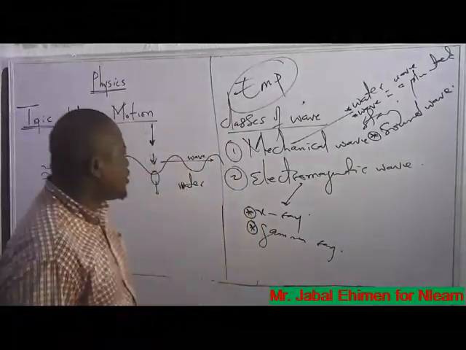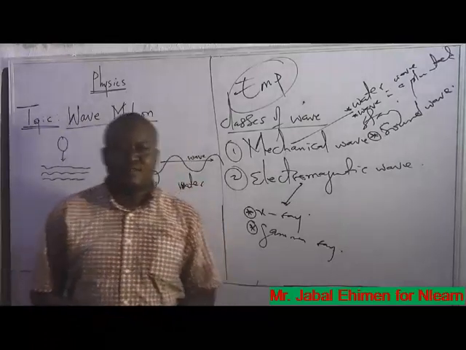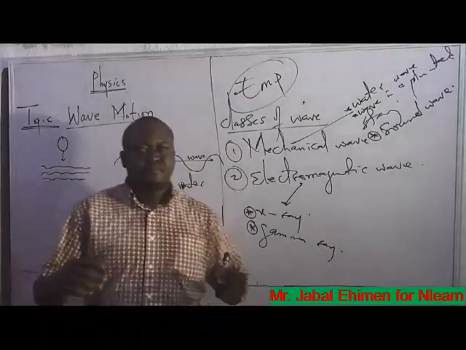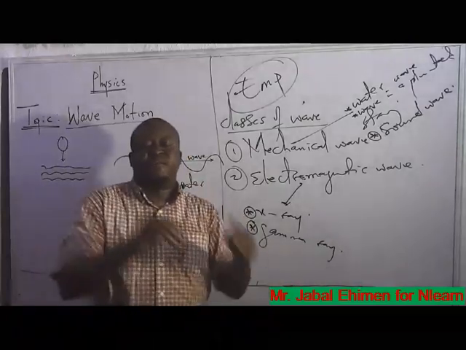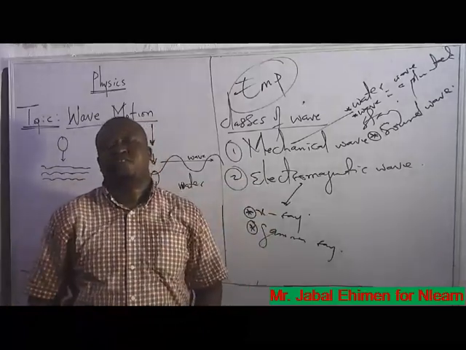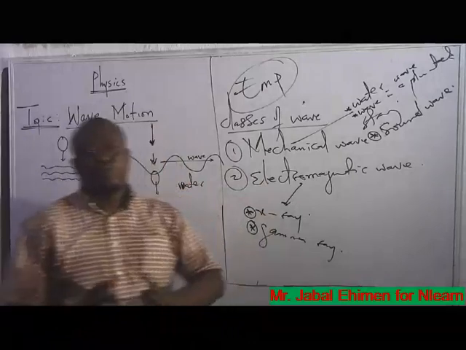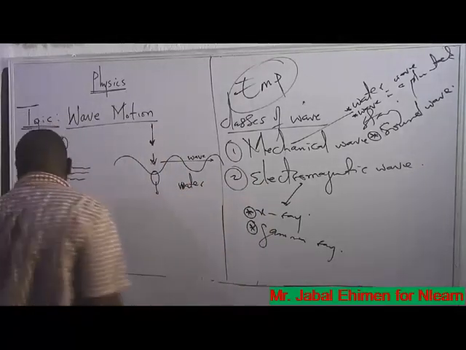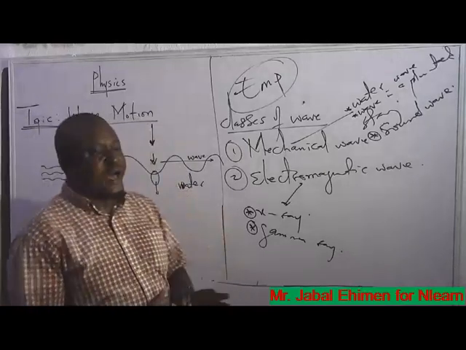Now, that is that. We've talked about the classes of wave. After talking about classes of wave, let's see the types of wave itself. And after types of wave, we'll move on to what we call the wavefront. Now, the types of wave that we have is simple.